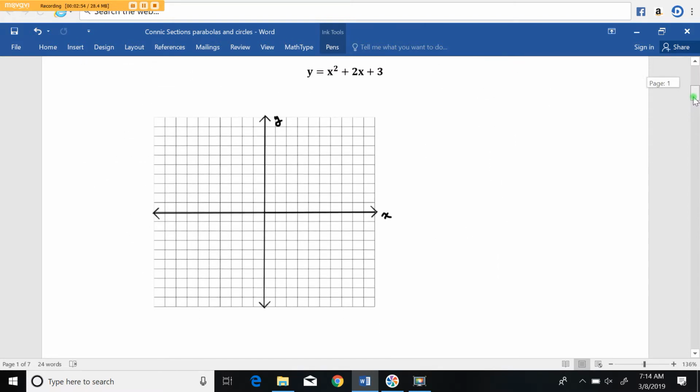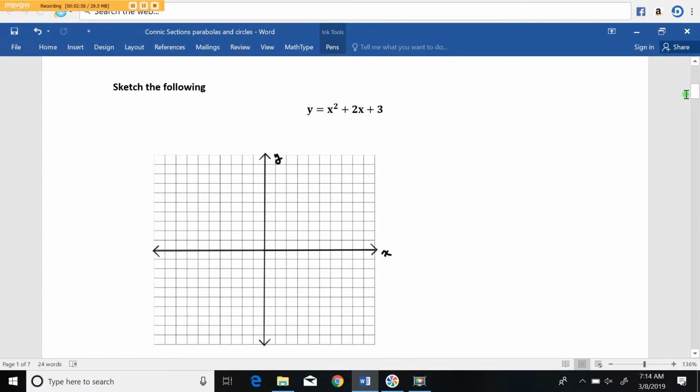All right, so we're going to sketch a graph of this guy, y equals x squared plus 2x plus 3. First we want to recognize that this thing opens up because it's in the form y equals here. The a is 1, the b is 2, the c is 3. And it opens up because the number in front of the x squared term is positive.